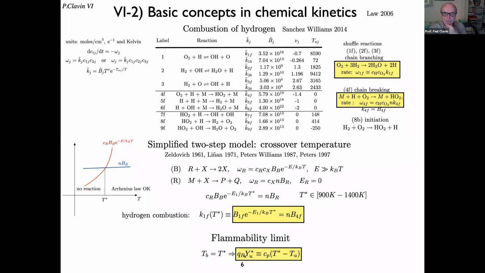If you assume that the critical mass fraction of the reactant, which is oxygen here, is so small that the heat release is limited, this critical value is defined by the crossover temperature. So for a crossover temperature, you have a well-defined composition below which, or above which, there is no flame.